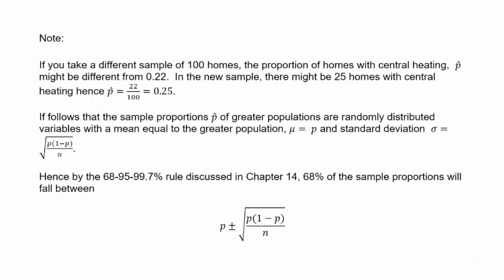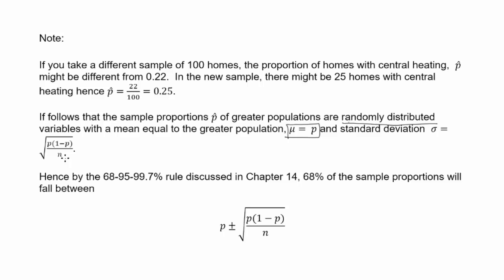It follows that the sample proportions of greater populations are randomly distributed variables with a mean equal to the greater population. The mean, denoted by mu, equals P, the proportion of the greater population. And the standard deviation of the sample proportions, sigma, will equal the square root of P times 1 minus P over N.